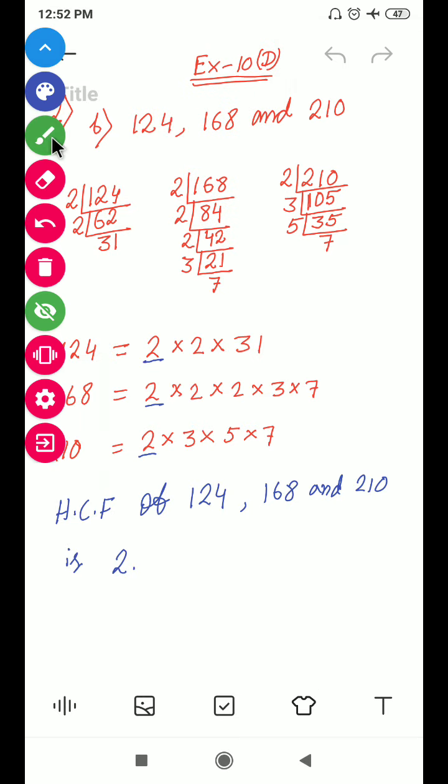Question number 2C. If a method is mentioned in your exam, you have to use that method only. But if no method is mentioned, you can use any method among them. Now question C is given here: 96, 112 and 108. So go through the same process.